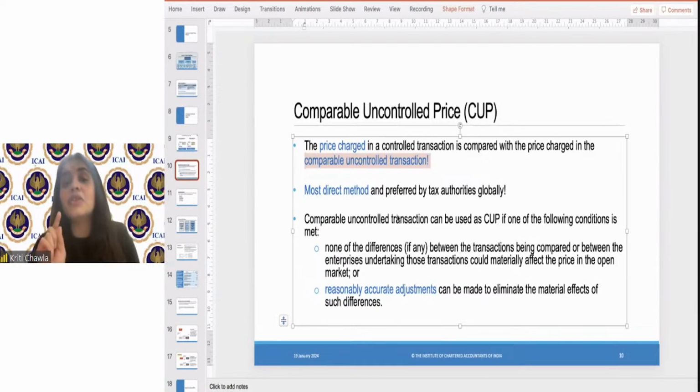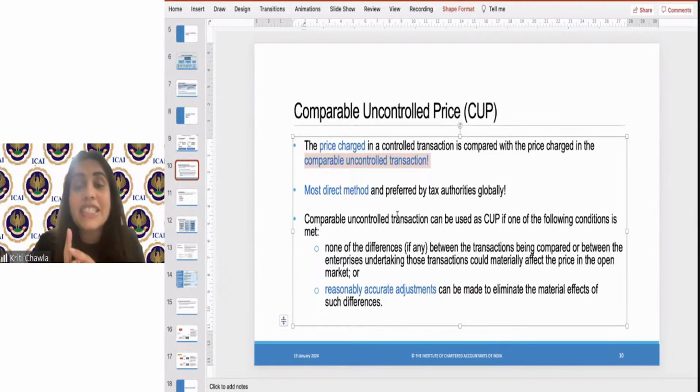Exactly. I've got a response there which says market forces decide the price. That basically means that an uncontrolled transaction is a transaction between independent parties. When two random independent parties transact, that is called an uncontrolled transaction. It's provided in the slides in the last lecture.